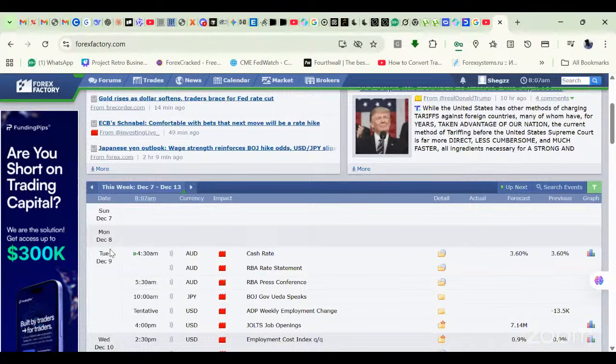Remember this event is coming up by 4:30 in the morning, which means you must have funded your account today. If you want to take advantage of this event, remember they are all high impact. I'm not talking of medium or low impact, I'm talking of major impact events. This cash rate promised to be stable. If you look at the forecast and the previous report, it promised to be stable, which means that AUD in the long run may actually be bullish.